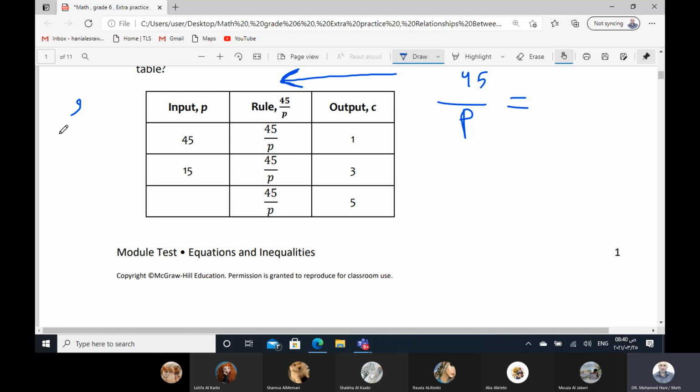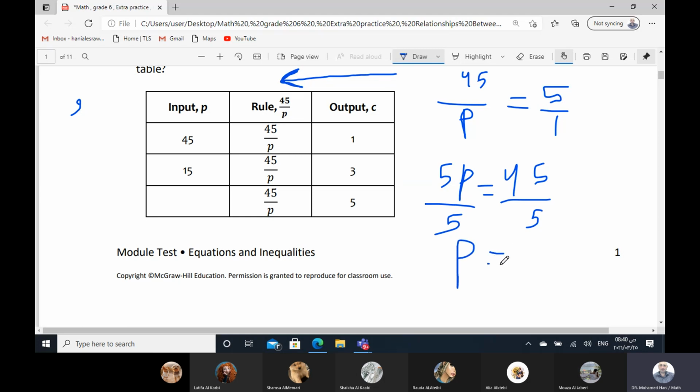Right. Check with me, please. The output here equals 5. So do a cross product. 5 times b will be 5b, equal 45 times 1, 45. We have an equation. How to solve this equation? Divide the two sides by the coefficient. Divide here by 5 and divide here by 5. 5b divided by 5 will be b, equal 45 divided by 5 will be 9. So the answer here will be 9.